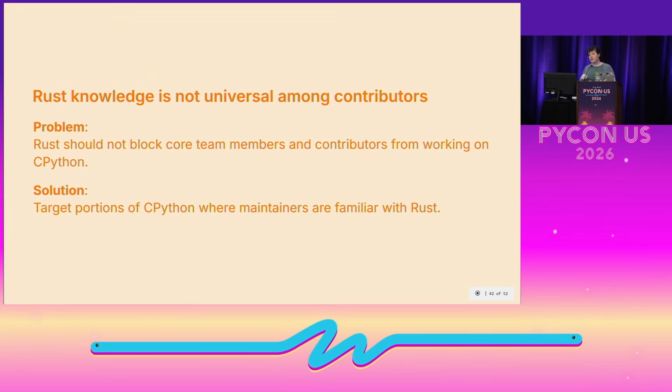The next concern is that not all of the core team knows Rust. And the solution to this one is we want to focus on parts of Python where the core team members are comfortable with using Rust. This is more or less how the Linux kernel has adopted Rust. It's not like a team came in and said, hey, we're re-implementing your thing in Rust, but they worked with the people already maintaining that code to have a Rust implementation or be compatible with it.